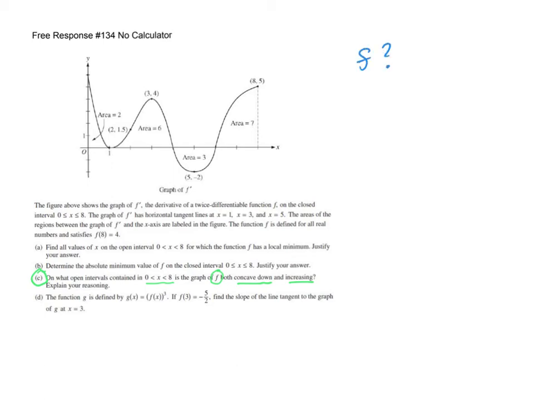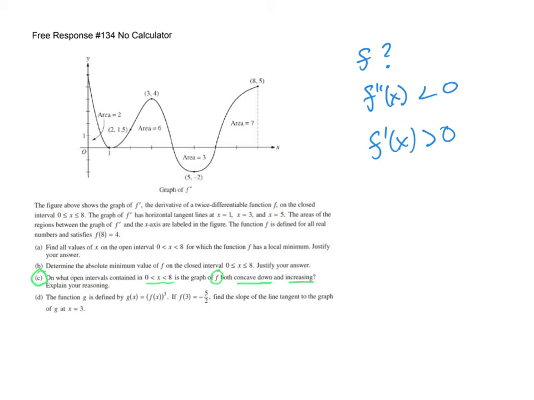Okay, how do we find out when f is concave down? Well, we look for where the second derivative of x is less than 0. Intervals where the second derivative is less than 0. And how do we find out when f is increasing? We look for where the first derivative is positive. Let me get rid of this equal sign. We just want less than there.